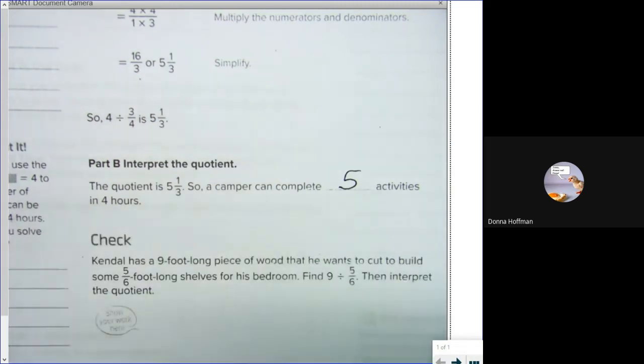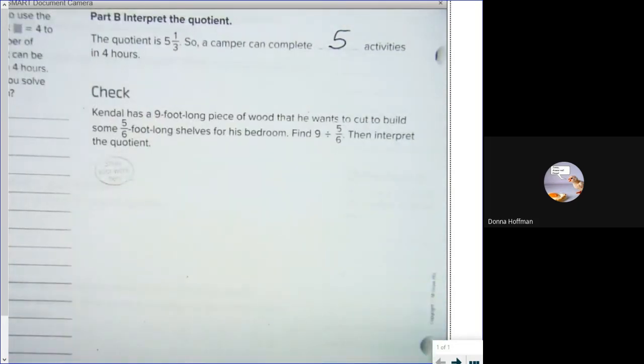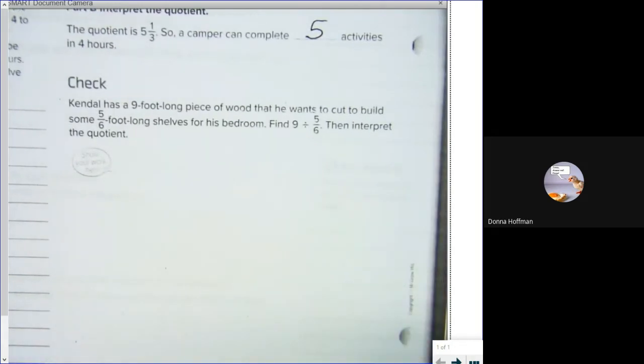Okay, so here's the check. And I'm hoping that you're going to pause right now and check to see if you can do this on your own. Kendall has a 9-foot long piece of wood that she wants to cut and build some 5/6-foot long shelves for her bedroom. So what we're going to do is find 9 divided by 5/6, and then we're going to interpret the quotient. So pause the video at this point, and whenever you complete the problem, go ahead and push play again. And again, this is page 46.